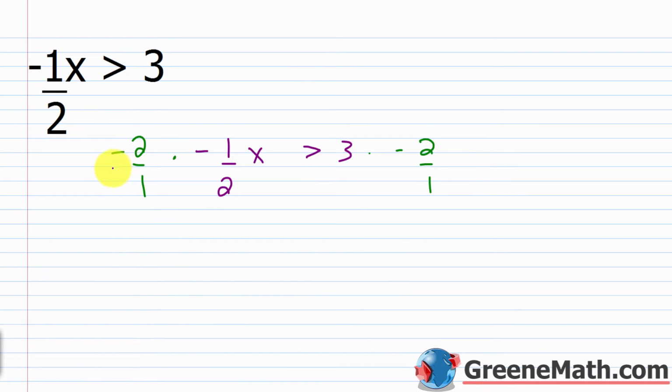And so this is going to cancel with this. But what I've got to remember, again, because I multiplied by a negative, and I'm working with an inequality, I've got to flip the direction of the inequality. It's a greater than, so it's got to become a less than. So the symbol there, again, it's a greater than, it's going to become a less than. So this is x is less than, 3 times -2 is -6.